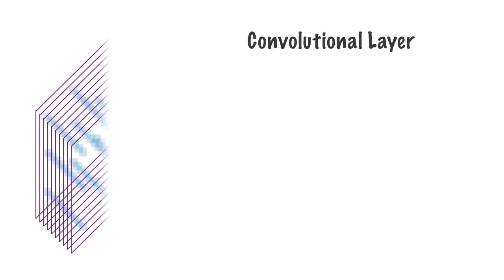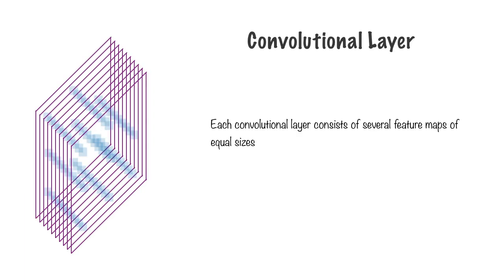So far, we've spoken about convolution. We know that convolution generates feature maps, but we haven't spoken about a convolutional layer. A convolutional layer consists of several feature maps of equal sizes. It's not just one feature map.